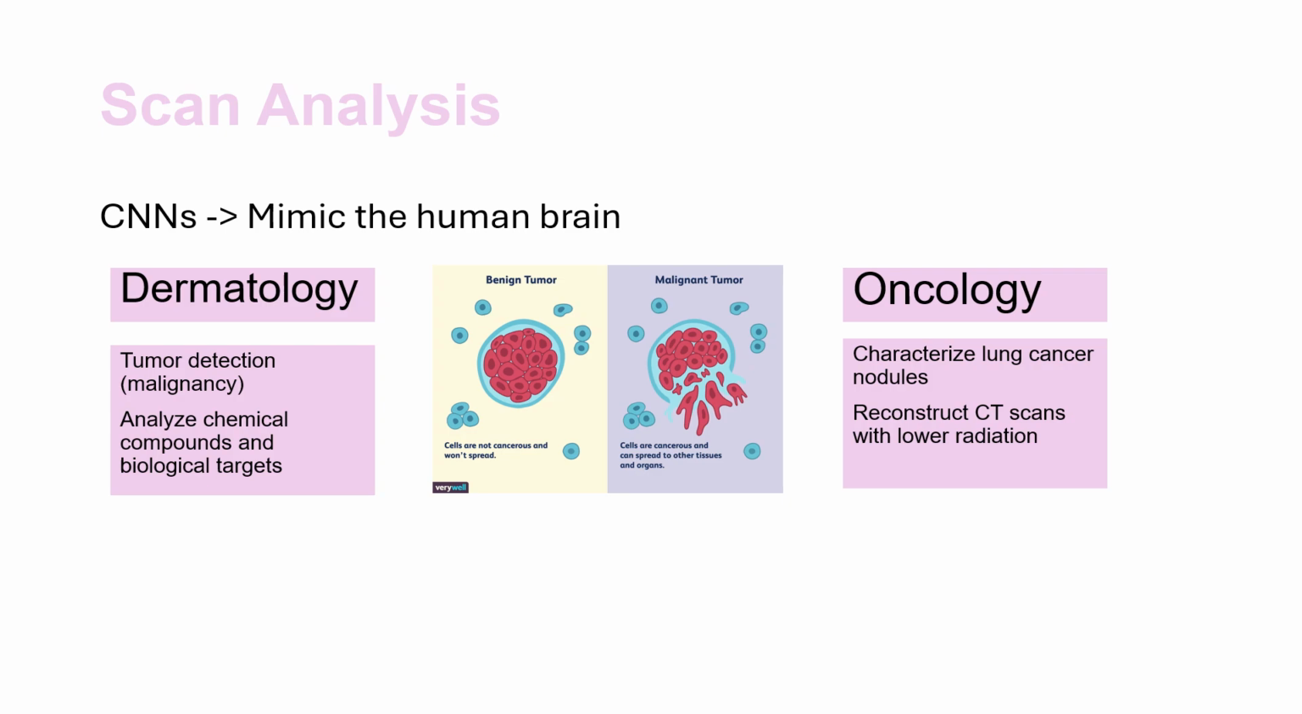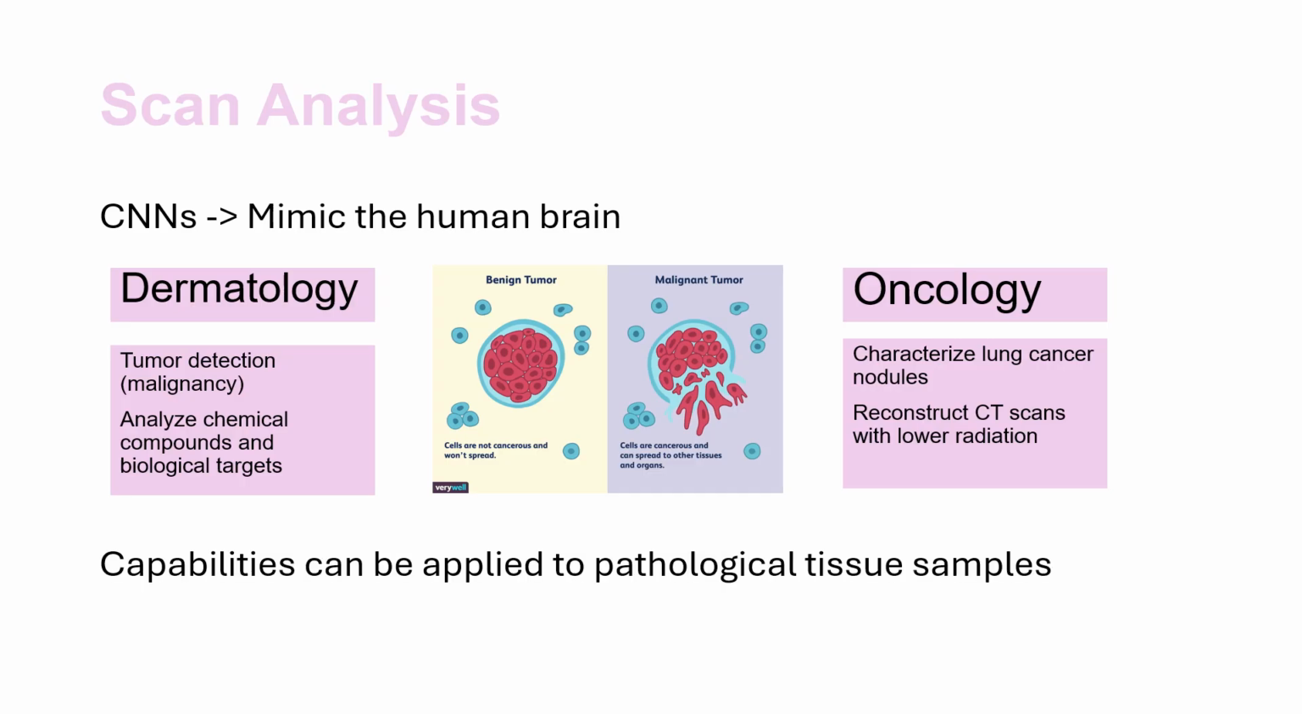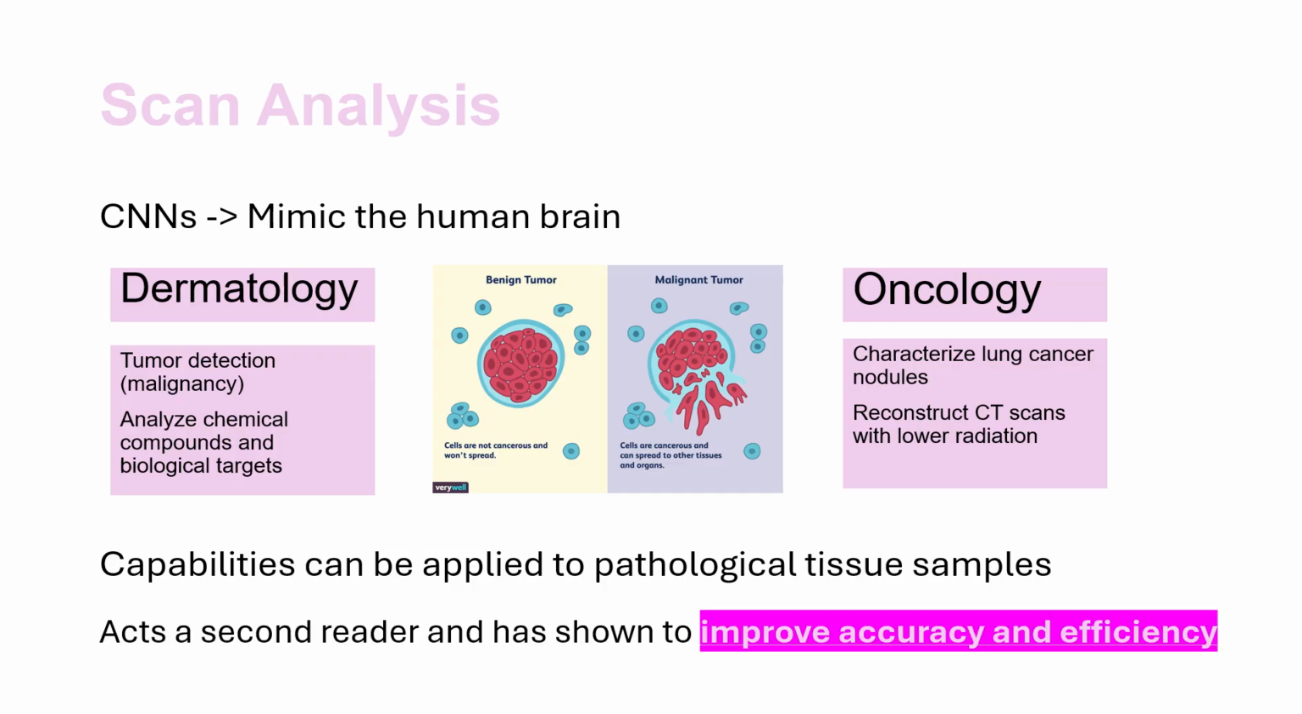AI nodule characterization extends to figuring out size, volume, density, and malignancy of nodules. Their scan reconstruction recreates the image with lower radiation while still keeping the image quality and acting as a second reader to catch any missed signs the physician forgot, as well as improving the image to make it easier for physicians to read. These capabilities can also be applied to pathological tissue samples, and overall, it will act as a second reader for physicians and has shown to improve accuracy and efficiency.